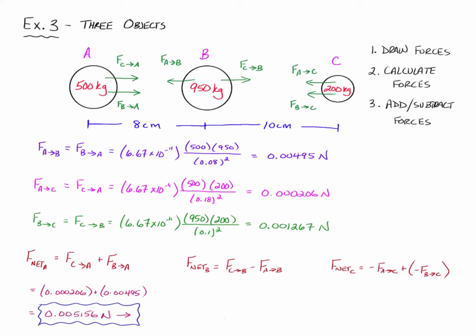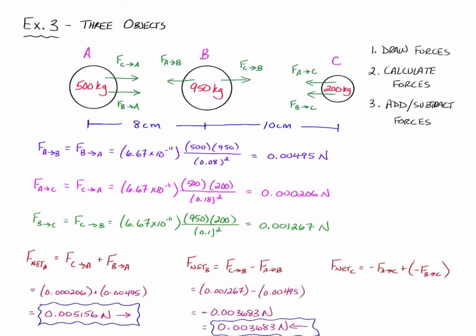So for A, the force of C acting on A, which is that pink one in the middle, is 0.000206. And I'm going to add to that the force of B on A, which is in purple, and that's 0.00495. Add those together, 0.005156 newtons. Clearly, by looking at diagram A, that's going to go to the right. I also got a positive answer, which confirms that, in fact, that goes to the right.